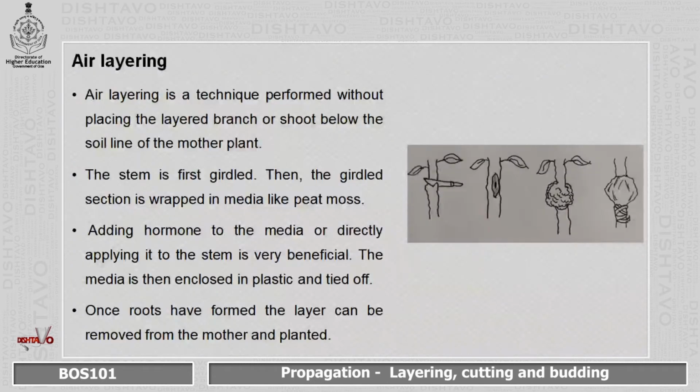Air layering. It is a technique performed without placing the layered branch or shoot below the soil line of the mother plant. The stem is first girdled, then the girdled section is wrapped in media like peat moss, as can be seen in the diagram. Adding hormone to the media or directly applying it to the stem is very beneficial. The media is then enclosed in plastic and tied off. Once roots have formed, the layer can be removed from the mother plant and planted.